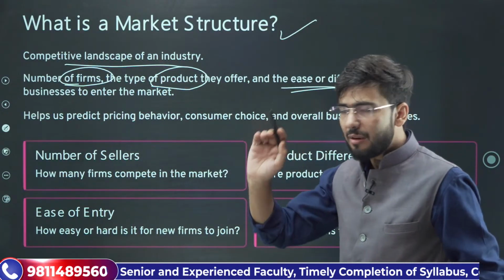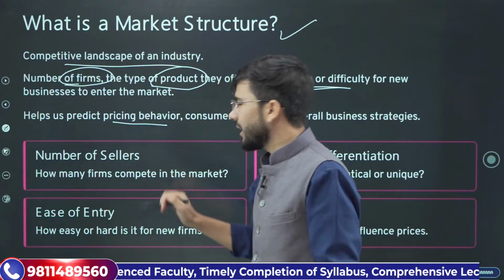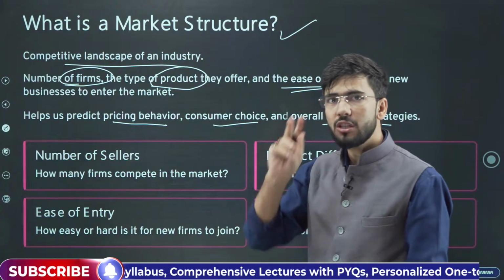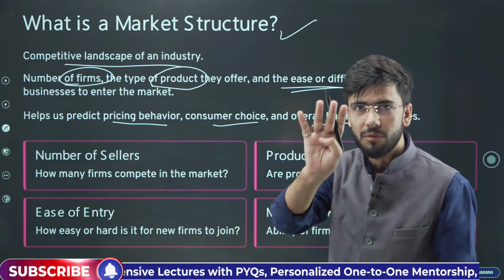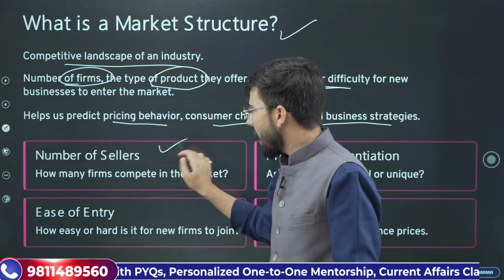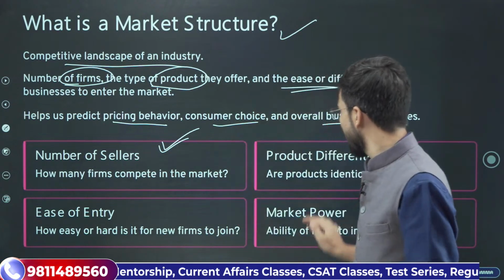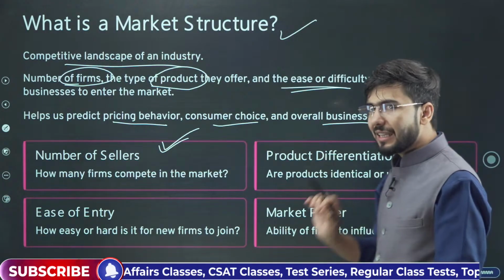Now, in order to understand market and in order to understand the pricing behavior, consumer choice and the overall business strategies, you need to understand four key different parameters. One is how many number of sellers are there? How many people are there who make this product? How many products are there?